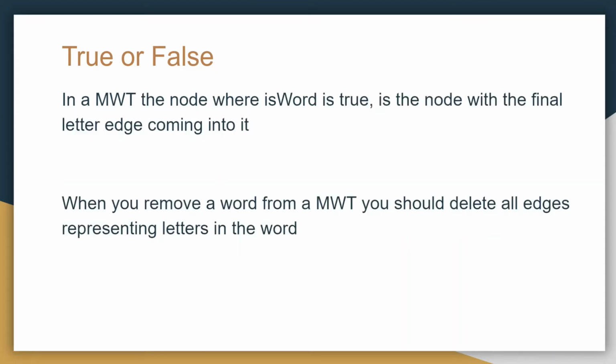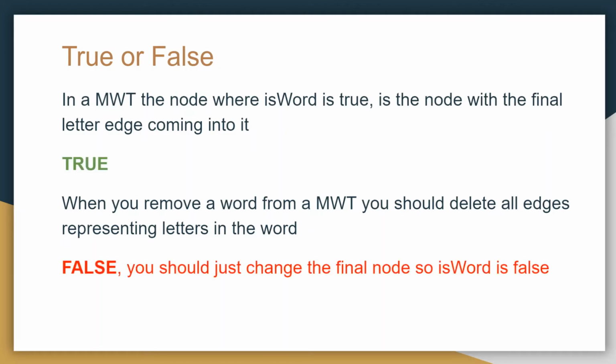So next, true or false: in a multi-way trie, the node where isWord is true is the node with the final letter edge coming into it. And when you remove a word from a multi-way trie, you should delete all of the edges representing letters in that word. In the first one, it is true that isWord should be true for the node with the final letter edge coming into it for that word. And when you remove a word from a multi-way trie, you should not delete all of the letters representing a word. You should just change the final node so isWord is false.